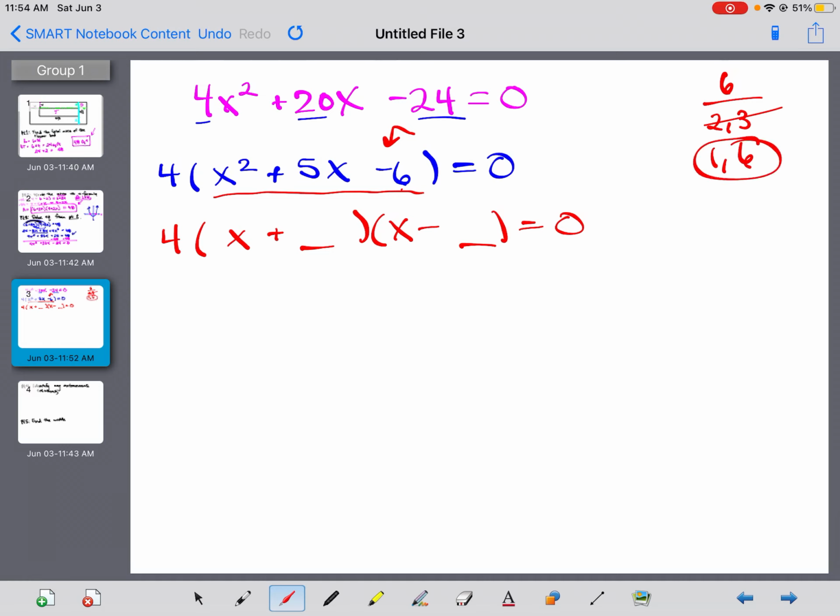Is it going to be 1 minus 6 or 6 minus 1? So you look at the sign, that's a positive. So then I know it's going to be 6 minus 1. Perfect. Okay, so now we're going to solve.